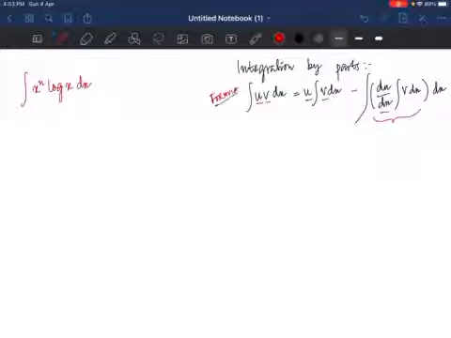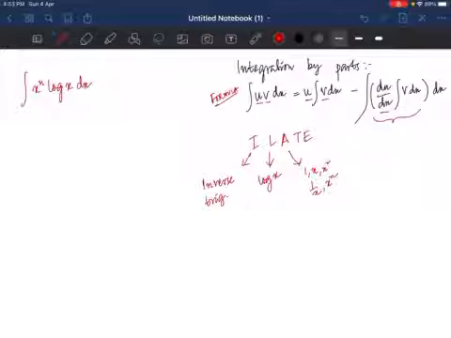Now the problem is how we know whether one will be u and the other one will be v, how to select. For this we need to know a method that is called ILATE. So this I stands for inverse trigonometric function. L stands for logarithmic function, or we can say log x. A stands for algebraic functions, like 1, x, x square, 1 by x. These are all algebraic functions, or x to the power n, as you can see in this question.